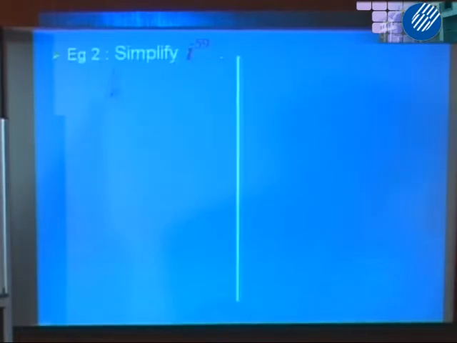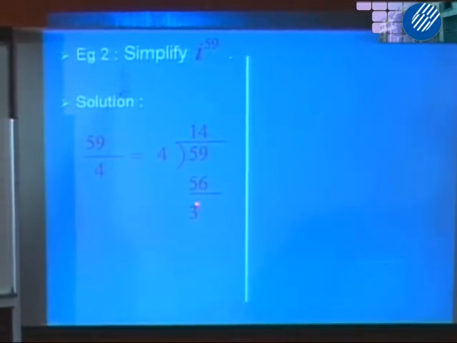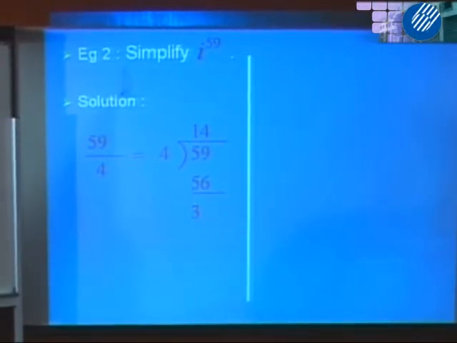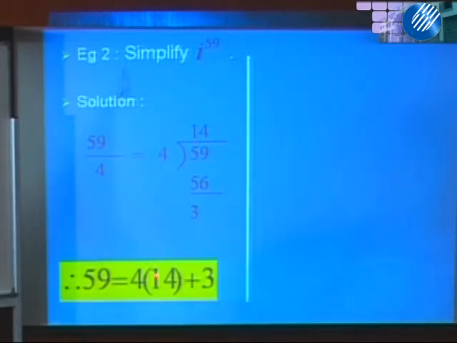Let us see another example. Simplify i power 59. So how can we write 59 in a proper form of division by 4? Let us see the solution. 59 divided by 4 gives a quotient of 14 with a remainder of 3. Therefore, in simple terms we can write 59 as 4 times 14 plus 3.